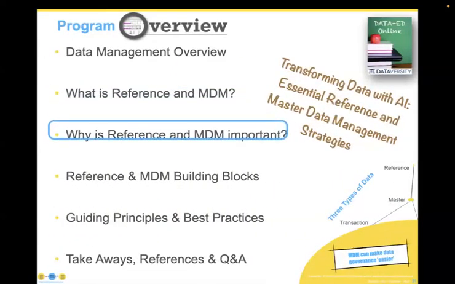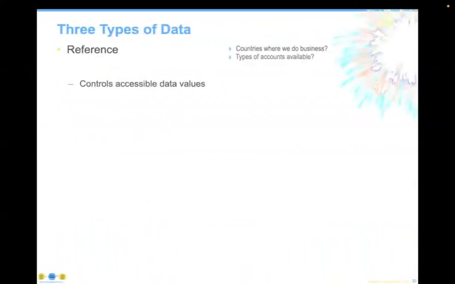What we're looking at now is, why are they important? This is a really good diagram from my colleague, Dr. Chris Bradley, who starts off with this little yellow piece in the upper right-hand corner that you just saw the sparkles around. It says reference data controls accessible data values, such as what countries are we doing business in? What types of accounts are available? Does the concept of VIP customers exist within our systems? What are the controlled vocabulary items that we have?